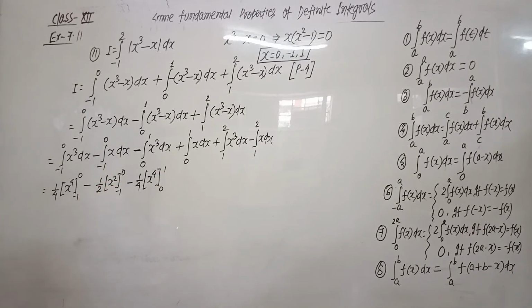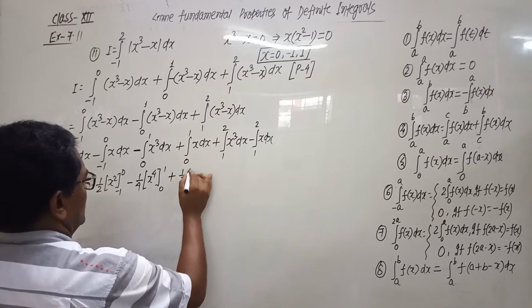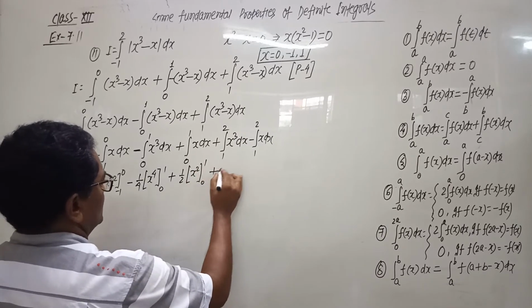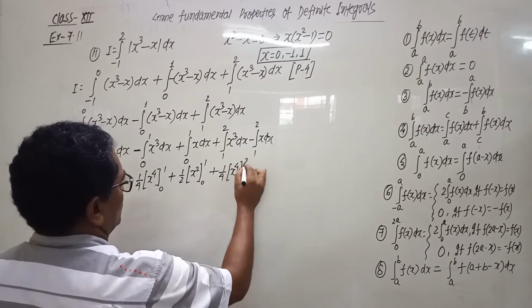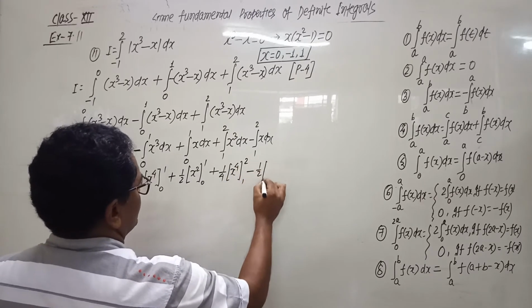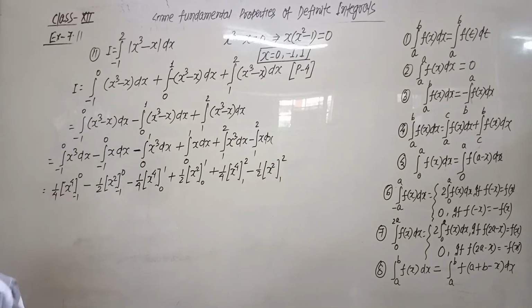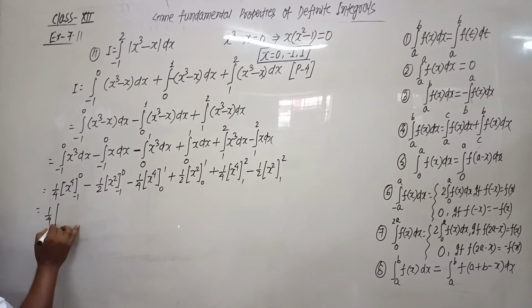Limit from 0 to 1, then x square by 2. So 1 by 2 outside, x square, limit from 0 to 1, plus 1 by 4 x to the power 4 and limit 1 to 2, minus 1 by 2 x square and limit from 1 to 2. Now we have to put the limit, upper limit minus lower limit. So 1 by 4 upper limit means 0 minus lower limit.